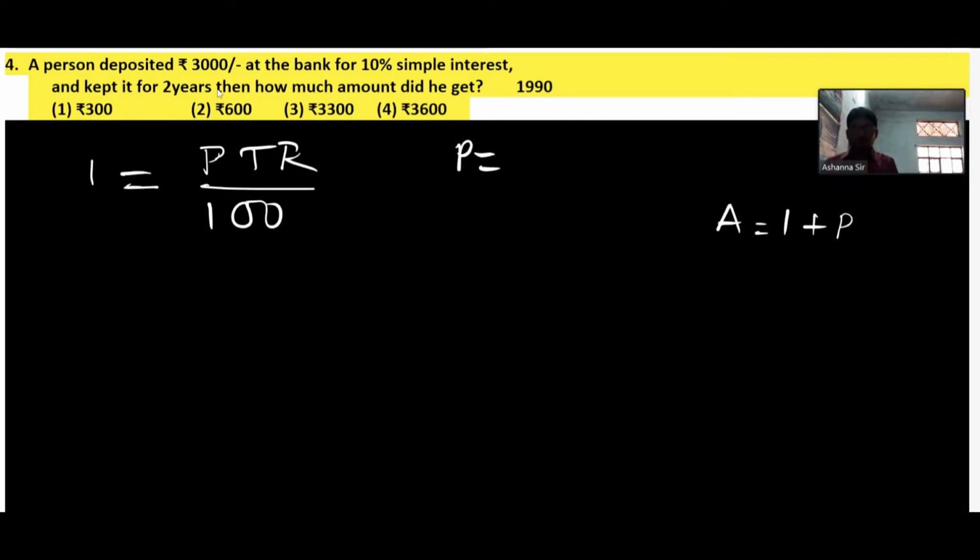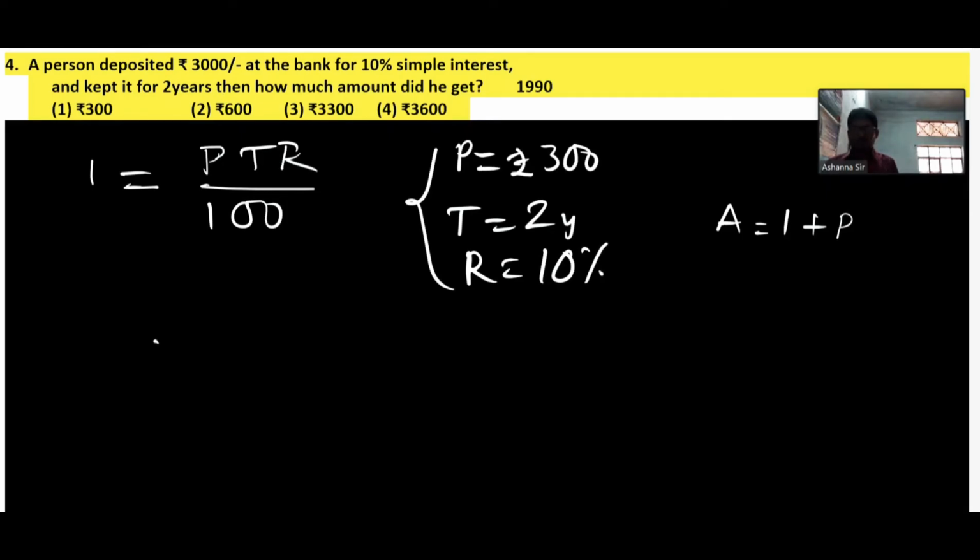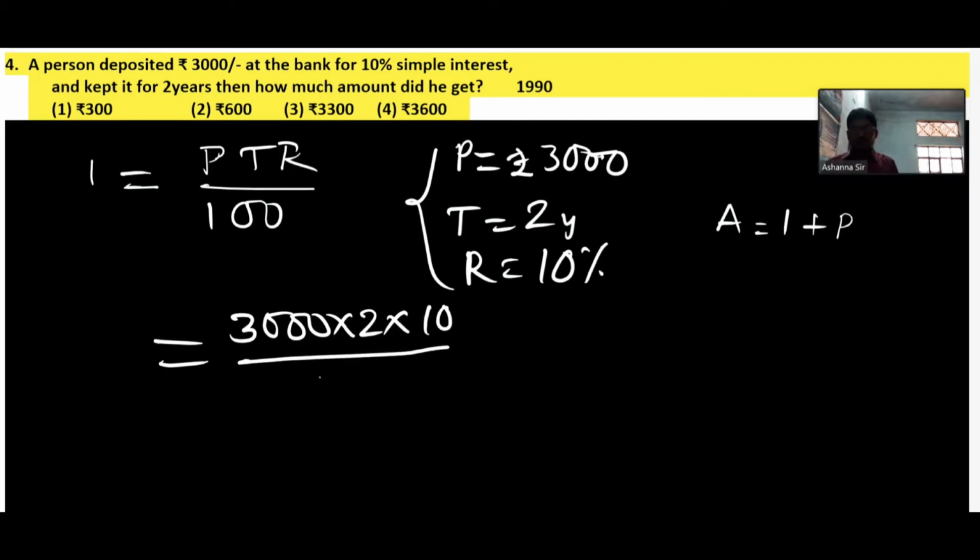Principal 3,000 rupees, time 2 years, rate of interest 10%. So we have to substitute these values in this formula. 3,000 rupees, children. 3,000 into 2 years time 10% by 100.